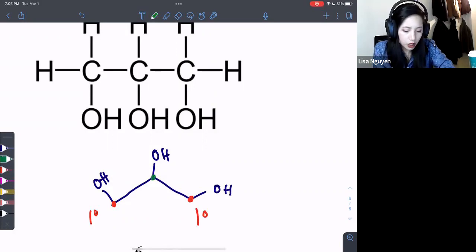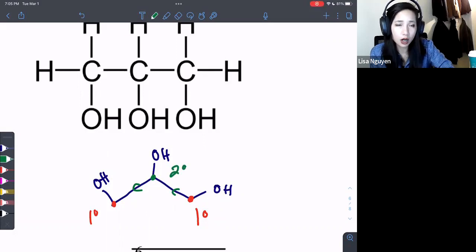But if you look at the middle one, that OH group is attached to 2 other carbons. So this is a secondary alcohol. So this molecule has 2 primary and 1 secondary alcohol in it. A total of 3 alcohols, but we can classify them a little bit differently.